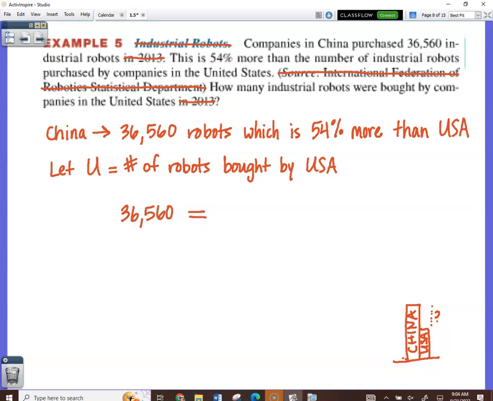We know China bought 36,560 robots. We know the U.S. bought some type of number. Yes? We also know the U.S. bought less. So if we want this equation to hold value, because right now it should be off balance, we're going to add a certain statistic right here based off of what they told me. I'm going to write it this way, and then I'm going to show you a condensed way, and you decide which one you like.